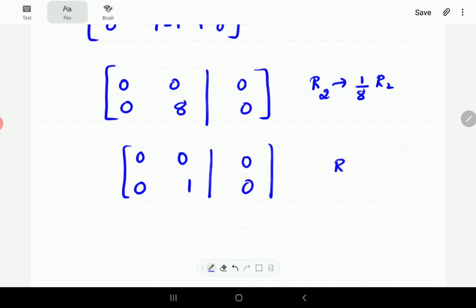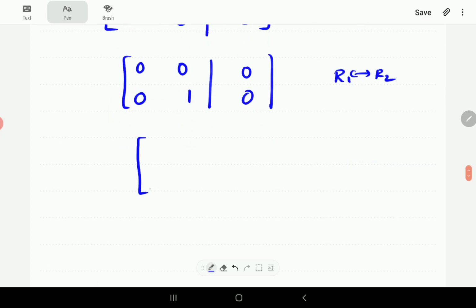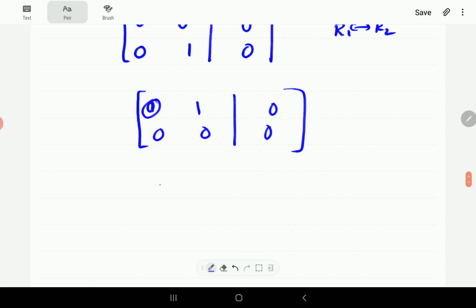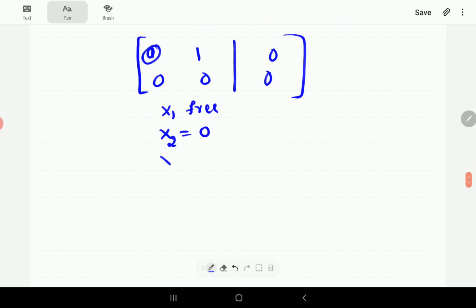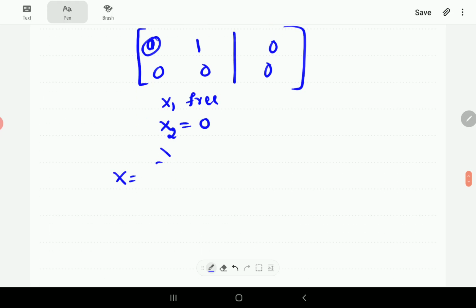So simply what I'll do is interchange R1 and R2. Not necessary to do that, but still, we get 0, 1, 0, and 0, 0, 0. So clearly our x1 is a free variable. If you write it as a solution, your x2 is 0 and x1 is free. Okay, so therefore we write it as a solution: x is equal to x1, x2. So here x1 is free. Let me write it as x1, and x2 is 0.